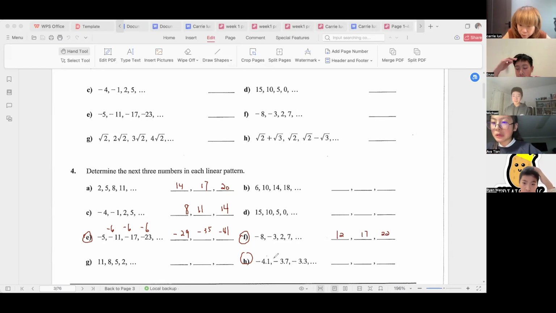Okay, so let's take a look at this one. This one's what? Plus 0.4, plus 0.4. So plus negative 2.9, and negative 2.5, and negative 2.1. Get it, everybody?